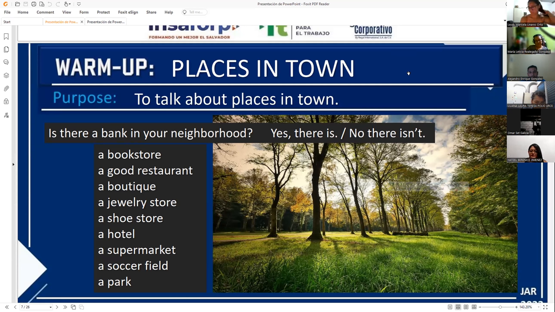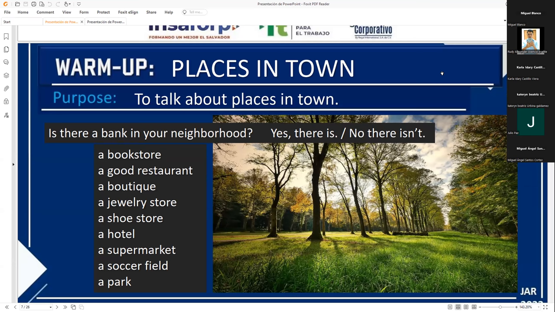Liliana, is there a boutique in your neighborhood? Lily, is there a boutique in your neighborhood? Liliana, Laura, Teresa, is there a boutique in your neighborhood? Okay. Yes, there is a boutique. Okay, excellent. Carla Hidari Castillo, is there a bookstore in your neighborhood? Hi, teacher. I'm sorry, I'm not listening well. Is there a bookstore in your neighborhood? Yes, there is.